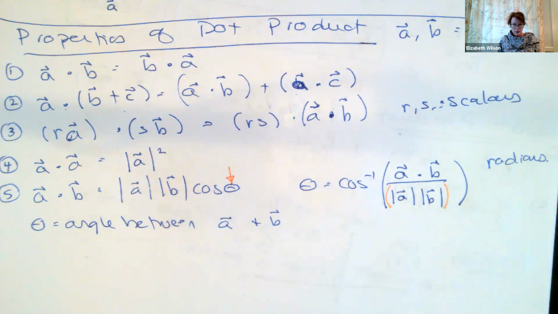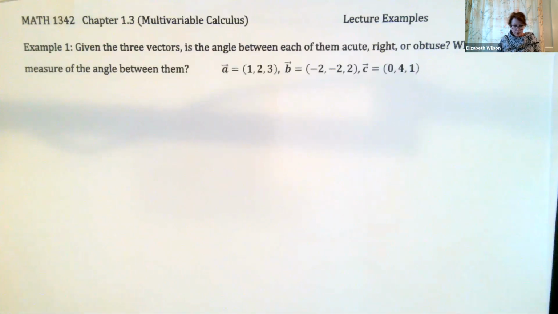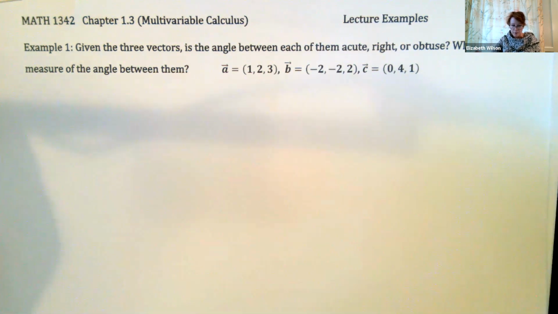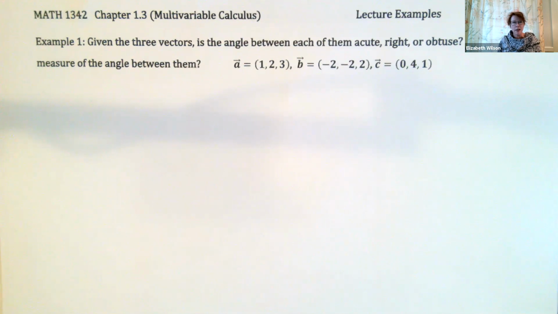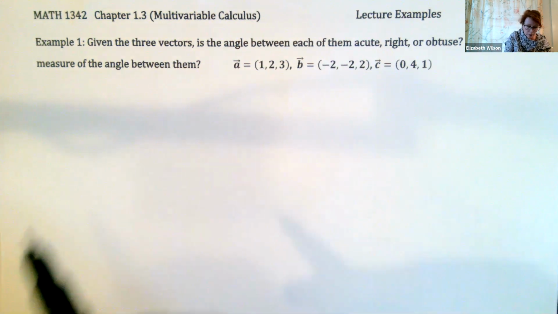All right. So we've got the three vectors a, b, and c. Is the angle between each of them acute, right, or obtuse? What is the measure of the angle between them? We're going to do the dot product first, find out what it is, and then go through and figure out what those angle measures are. We'll do them obviously in pairs.